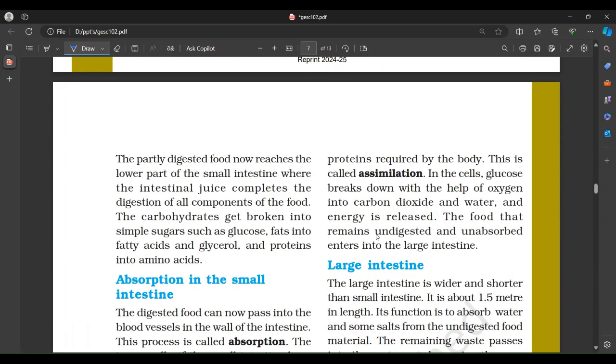Now the partly digested food, where will it go? The partly digested food now reaches the lower part of the small intestine, where the intestinal juices complete the digestion of all components of the food. The carbohydrates get broken into simple forms, that is sugars such as glucose, fats into fatty acids and glycerol, and proteins into amino acids.